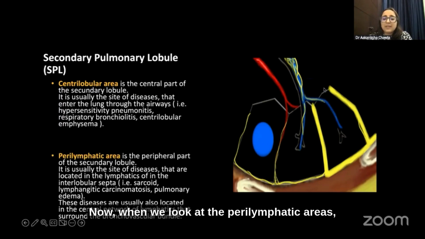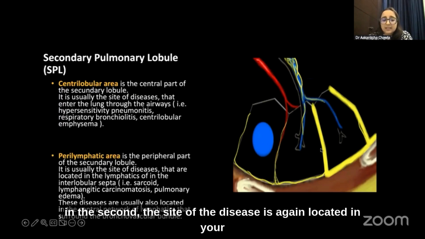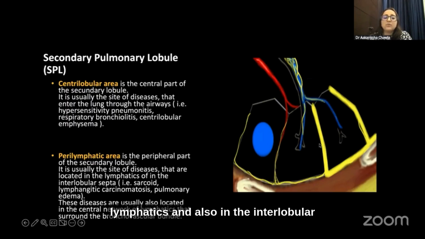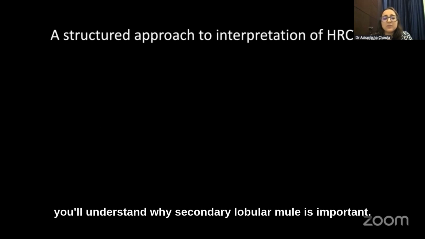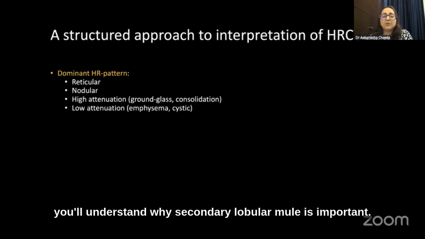Now, when we look at the perilymphatic areas, the site of the disease is located in your lymphatics and also in the interlobular septa. So when you see the pathologies here, this is when your perilymphatic area is affected. As we discuss diseases, you'll understand why the secondary lobule is important.